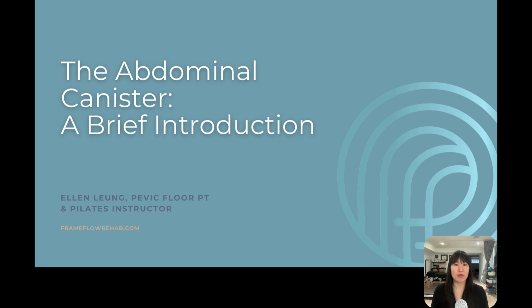This is my general overview of the abdominal canister. We're going to be talking about what it is, why it's important, and the general checklist that I go through when I'm trying to deal with any pathologies relating to the abdominal canister. So let's get to it.